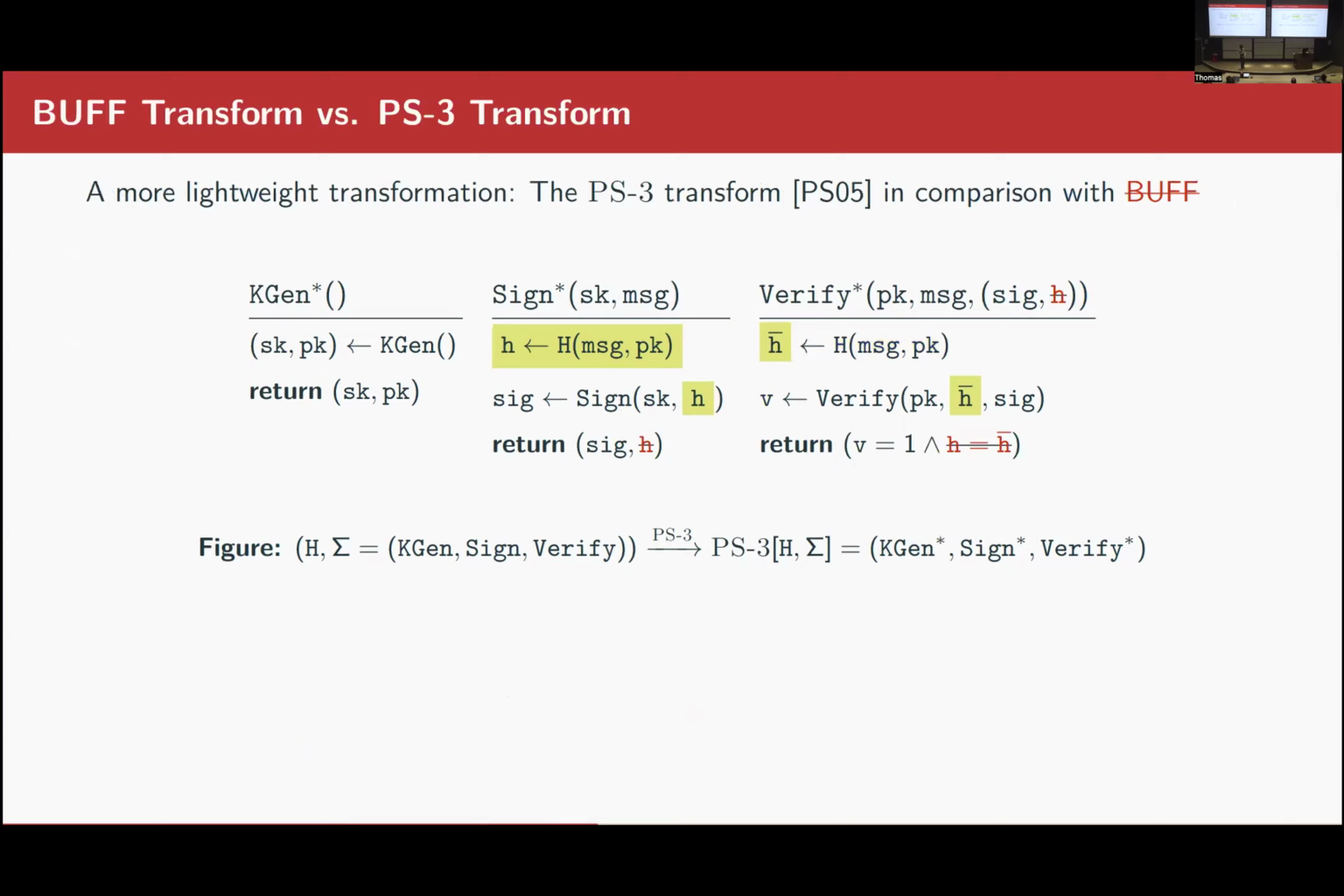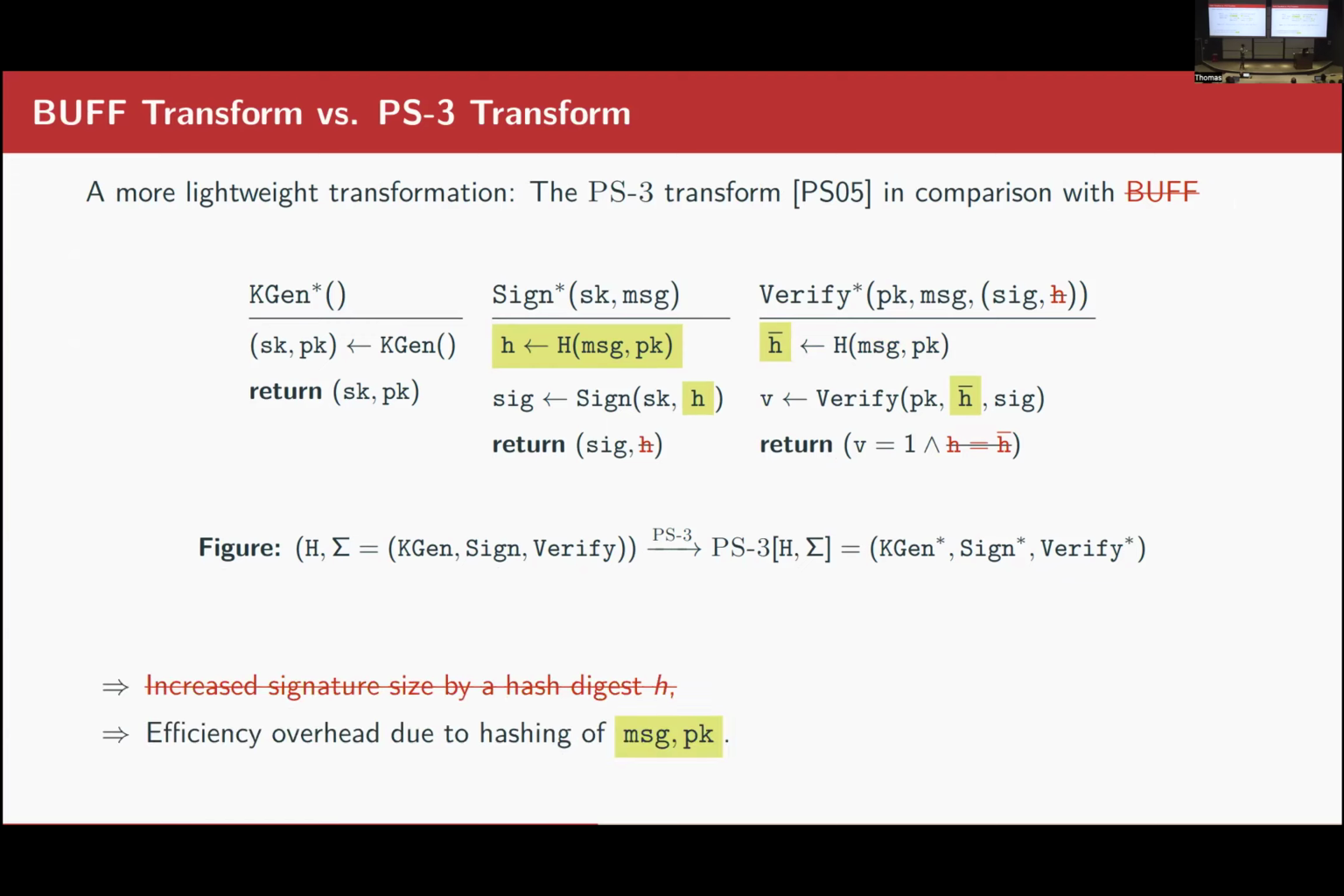The lighter transform I was mentioning goes back to Pornin and Stern in 2005. And it's essentially the same idea, you just don't have this additional hash appended to the signature, and of course you cannot do the comparison. So it does not increase the signature size, but generically does not achieve BUFF as well. So you do need to do an analysis.